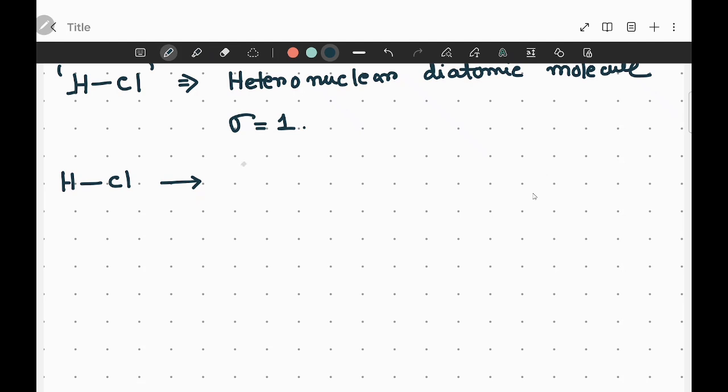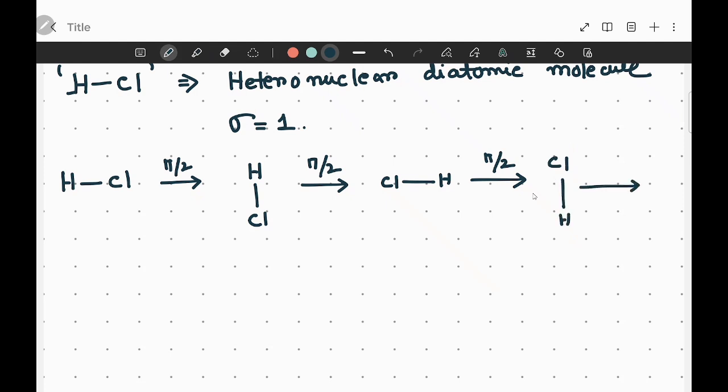It will be like this. After giving a rotation of 90 degrees, it's a pi by 2 rotation. Again, it's a pi by 2 rotation. Then again, it will be CLH. If you give again a pi by 2 rotation, it will be again, sorry, CLH. And after giving another pi by 2 rotation, it will be again in the first form, HCl.